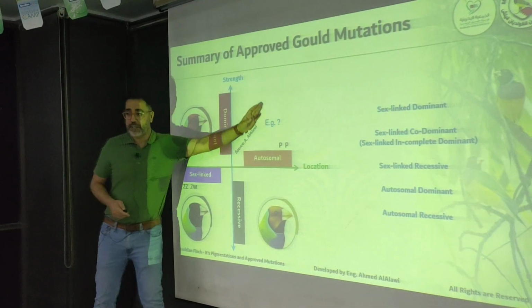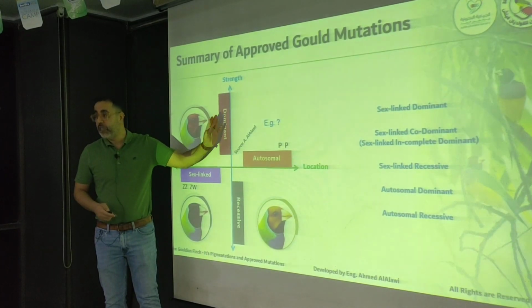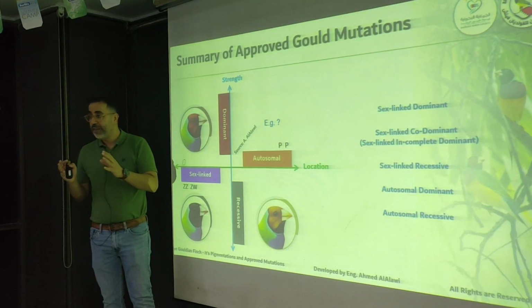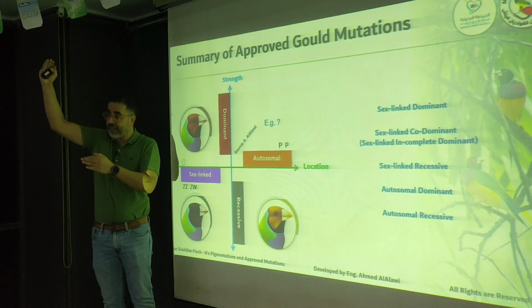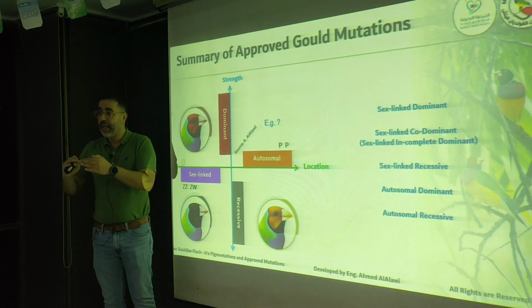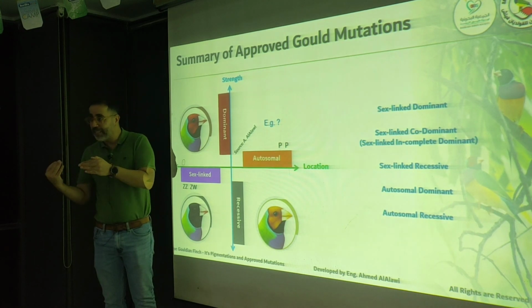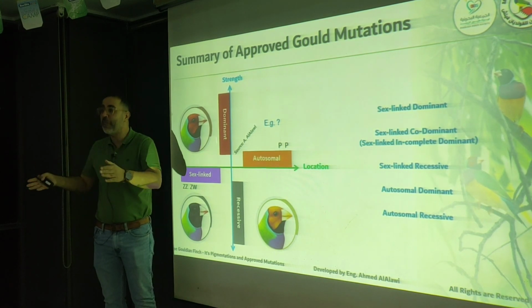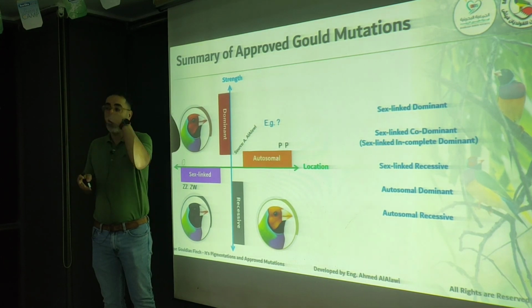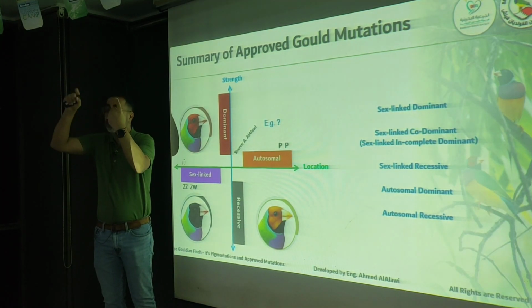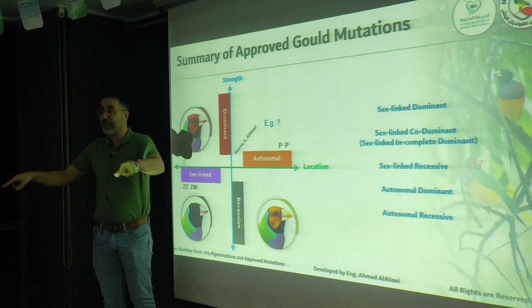So this is the answer for this combination. When you say autosomal, it means it is independent of the gender of the parent and their children. And when you say autosomal recessive, it means it must be available in both. When it's autosomal dominant, one parent is enough to carry it to both.